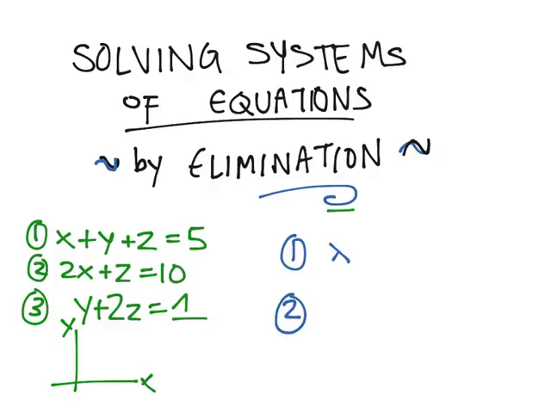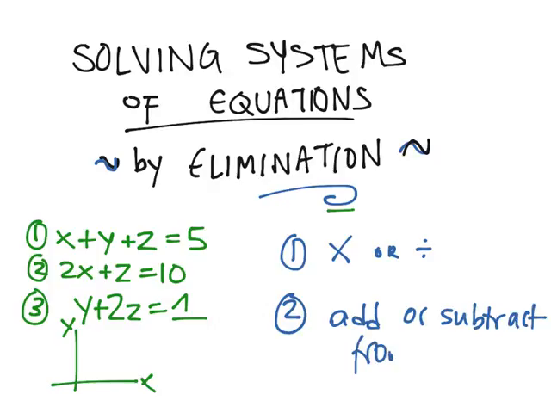You can multiply or divide either equation by any constant number, and you can add or subtract the equations from each other, but not from a number. So you couldn't add 5 to one equation, for example. You couldn't add 5 to both sides of one equation and not add 5 to both sides of the other equation. Let's see how this works.